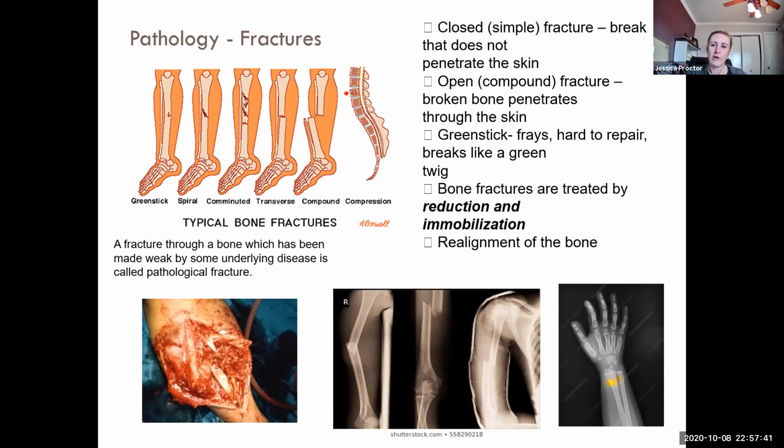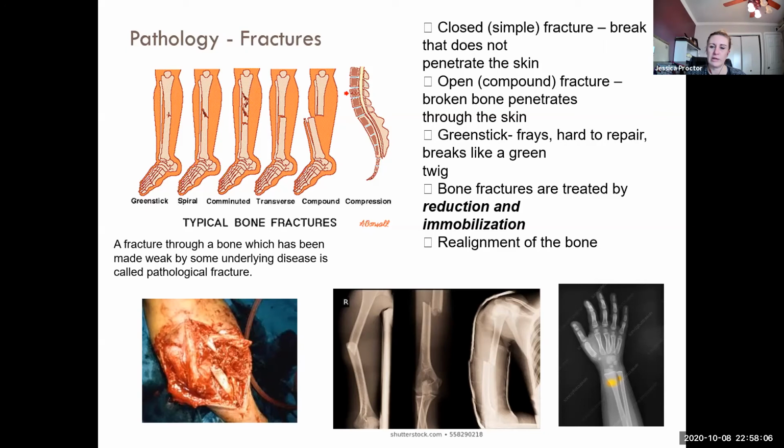A closed or simple fracture is a break that does not penetrate the skin. So this one here is a closed fracture. So is this one as well. Yeah, anything that does not penetrate the skin is closed. And then an open or a compound fracture is a broken bone that penetrates through the skin. And the greenstick fracture, these are hard to repair, breaks like a green twig.